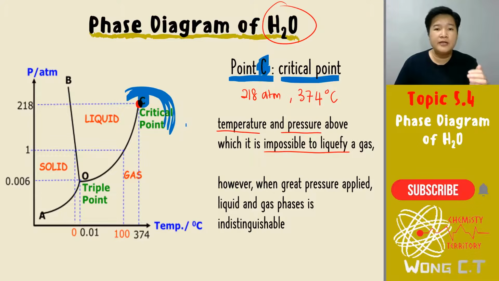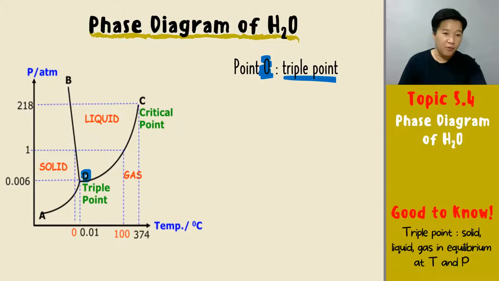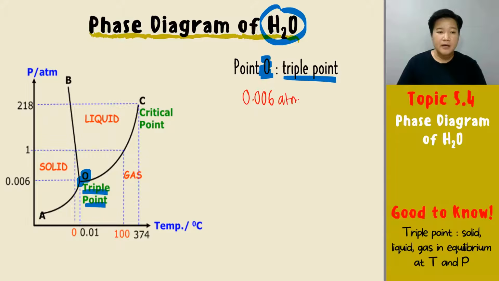Same thing like your carbon dioxide. Whenever we are talking about critical point, it means the same meaning, but the temperature and pressure will be different. Okay? How about your triple point? So your triple point over here, that is my triple point for your water. Triple point over here for your water is 0.006 atm and also 0.01 degrees Celsius. That is the triple point of your water.